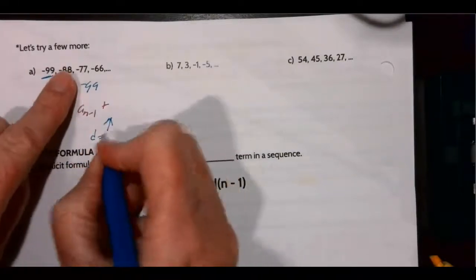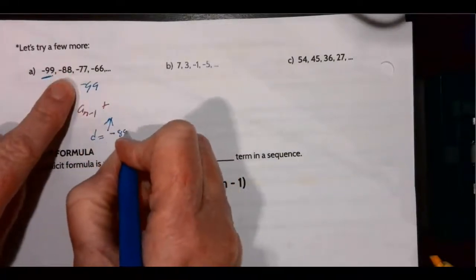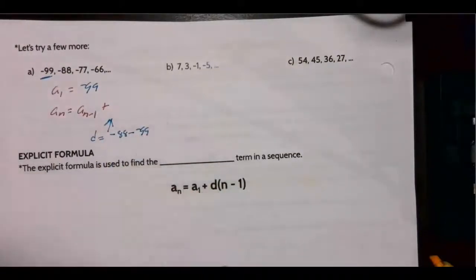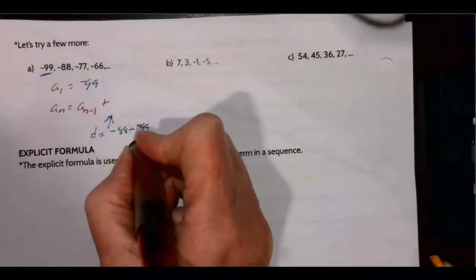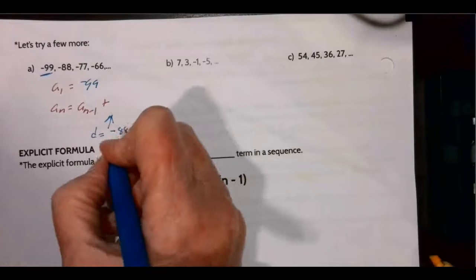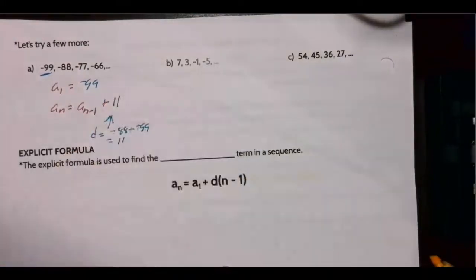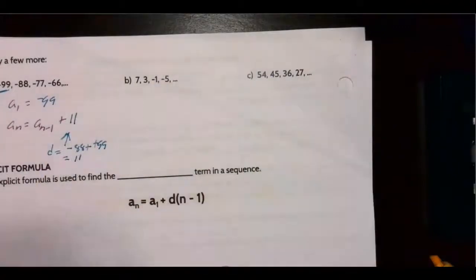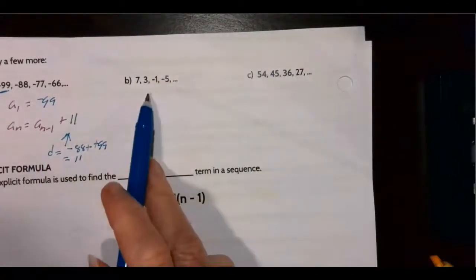d is a term minus its previous term. So negative 88 minus negative 99, cross the line and change the sign, that's going to give us 11. d is equal to 11. That's what goes there. That's all. Okay? So right now, pause and try this one on your own.